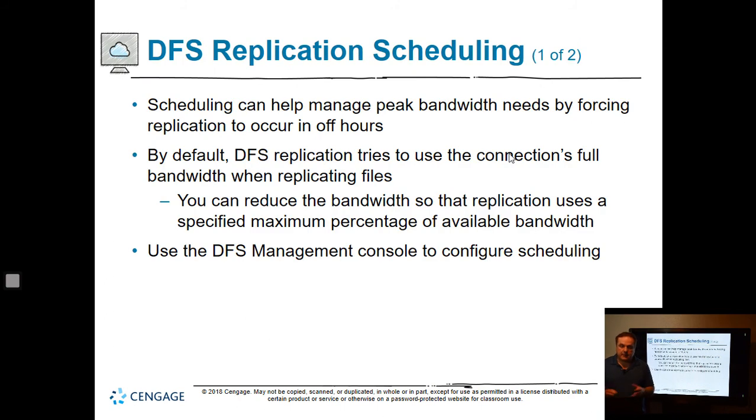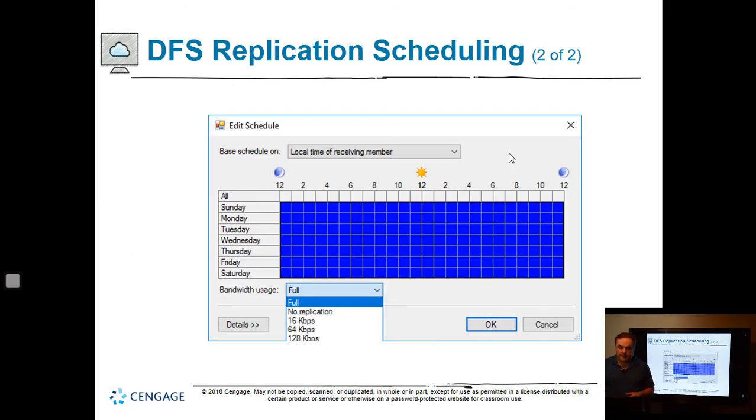Scheduling can help manage the peak bandwidth, as I mentioned before. You can say when it can use a lot of bandwidth and when it cannot. By default, it's full bandwidth all the time, so you'd have to manually go in and make those changes. And here's what that looks like. It looks a lot like the Active Directory box that tells you when users can log on. It's the same kind of thing. However, in this case, it shows bandwidth usage.